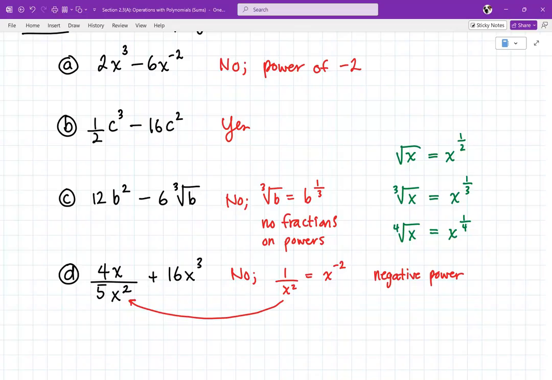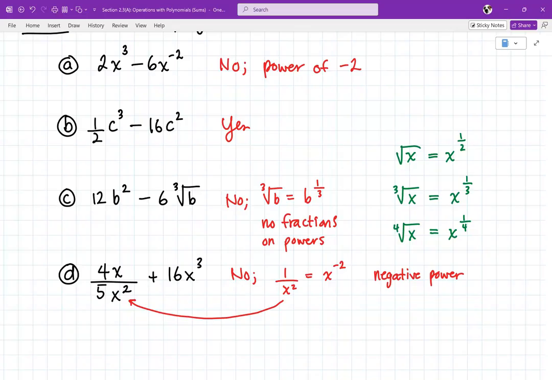So on your homework, the first 4 problems, I think it is, they're just going to ask you, are these polynomials or not? And you just have to look and decide, like, all right, are all the powers positive integers? And if they are, then yes, it is. If you see radicals, that's usually a bad sign. If you see fractions with variables on the bottom, that's usually a bad sign. If you see negative powers, that's usually a bad sign, right? So you just got to say yes or no.